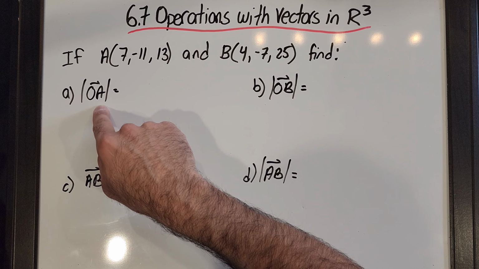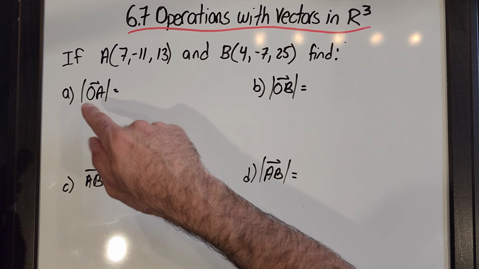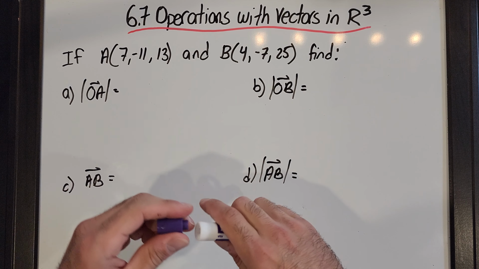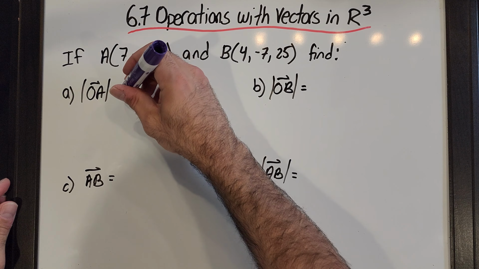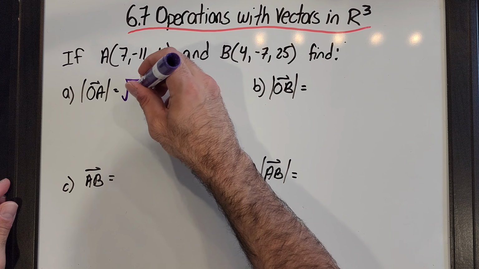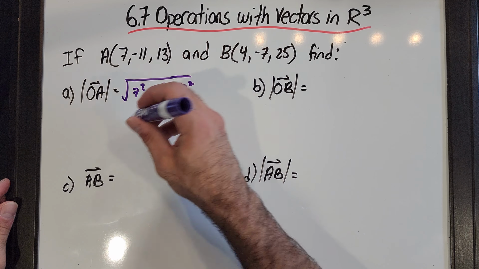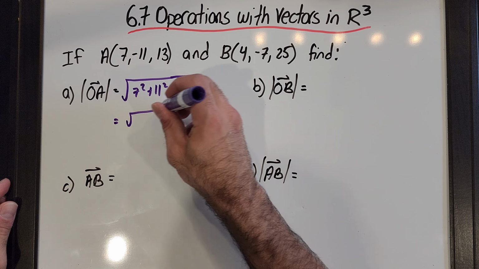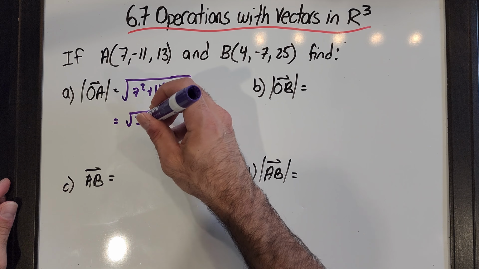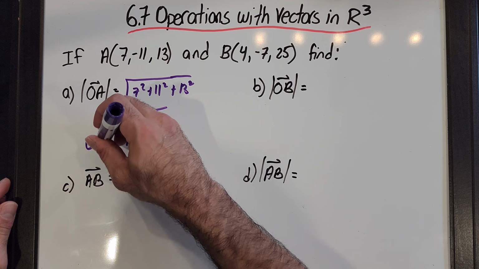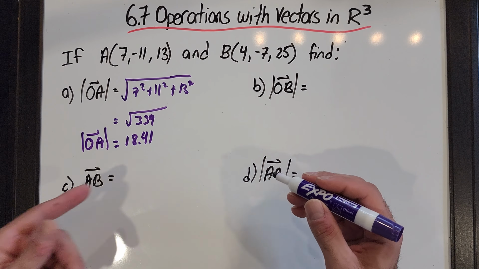So from the origin to A, so all I have to do to find that is, sorry, it's not the position vector, that's actually the magnitude. Square all 3 numbers, add them, and square root it. So this is going to be 339, and this is going to be 18.41. So I know that the magnitude of OA is 18.41.